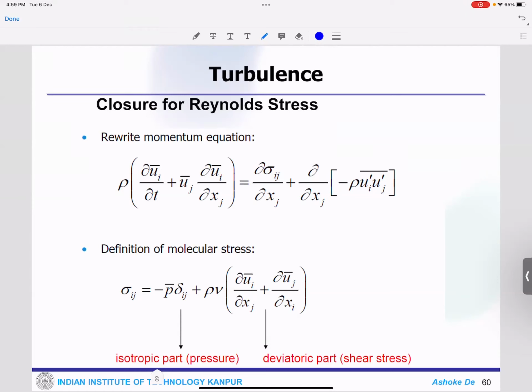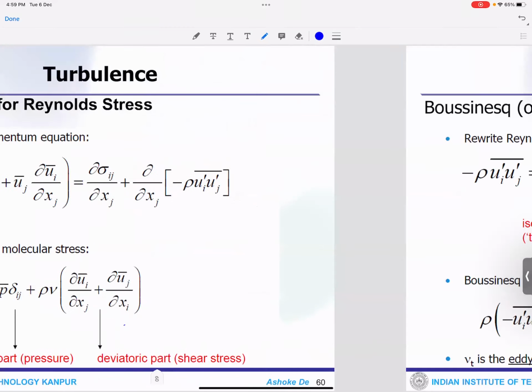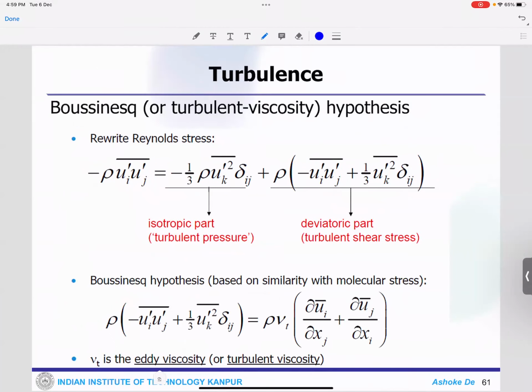Okay, so you have this definition of the molecular stress, you have the isotropic component, and then this is called the shear stress component or the deviatoric component. Now if you look at this turbulence stress term or the Reynolds stress term, you divide that into one isotropic part, which is the turbulent pressure, one can think about it that way, and the deviatoric part, which is the turbulent shear stress. Using Boussinesq's hypothesis, you finally close the whole term like this. So you get the extra term in terms of eddy viscosity.